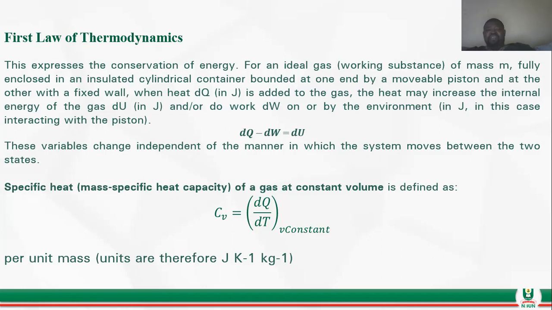Okay, now specific heat. That is the mass specific heat capacity of a gas at constant volume, defined as Cv equals the change in heat over the change in temperature when volume is kept constant. And the unit is joules per kelvin per kilogram.